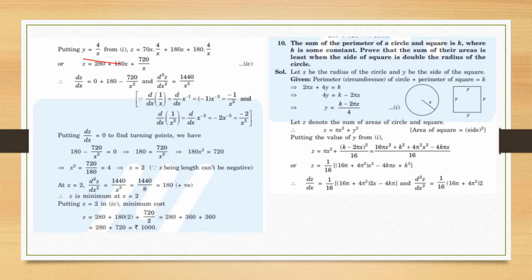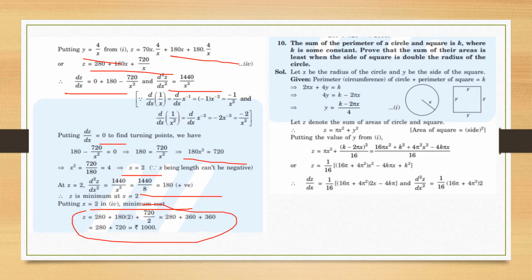Now put y equal to 4 by x to change it to a single function. Now dz by dx, second derivative. This critical point is turning out to be true. The second derivative is turning out to be positive, so z is minimum cost. You can calculate it by placing x and y in your z, which is rupees 1000.